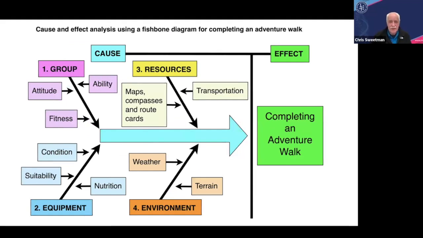Another graphic organizer is the fishbone diagram. I think this is useful for supporting a risk assessment because it has all the elements of a risk assessment, but in a graphic form. Again, it helps you to organize the activity, and it helps students to think, well, hang on a minute, what do I need before I go out on this adventure walk? So you've got the group, you've got equipment, you've got the resources, you've got the environment. That's the cause, and then the effect is we are going to be taking part in that activity.